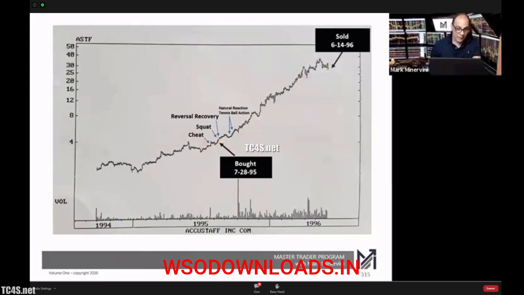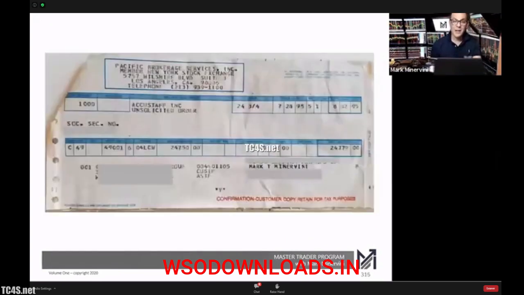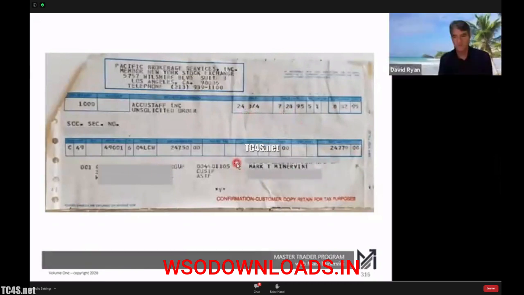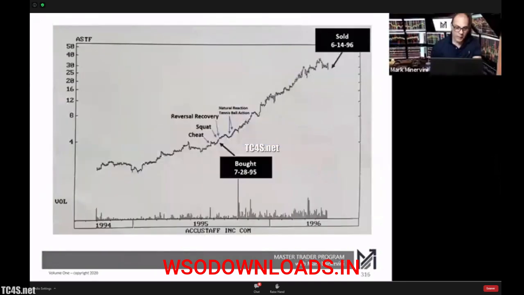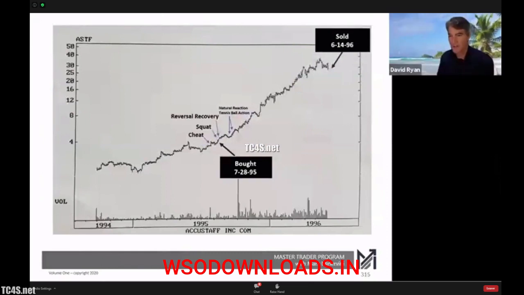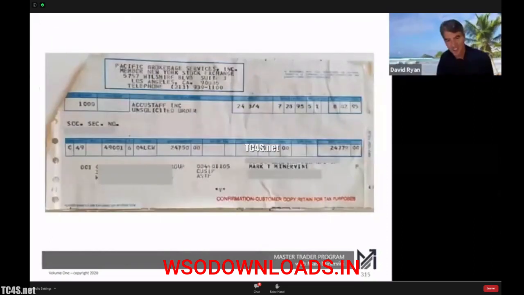As a matter of fact, I even pulled out my ticket at the time. This was my brokerage ticket. I bought 1,000 shares. And see, again, the price was not $4. It's adjusted for splits. I bought it at 24 3/4 on 7/28/95. And of course, that was about $25,000 worth of stock. Yeah, this was a really big move for me and a nice impact on my portfolio. That commission wasn't that bad. I mean, $25 for 1,000 shares.